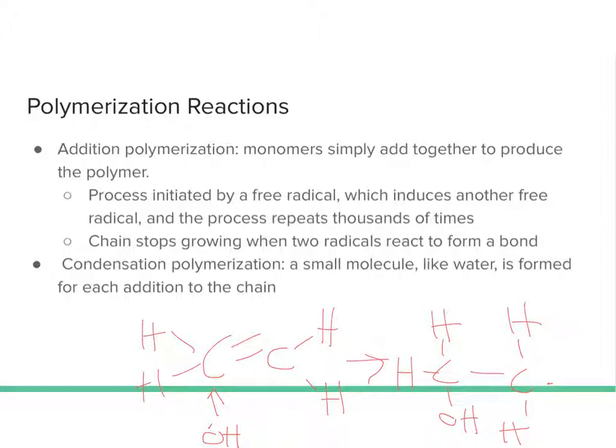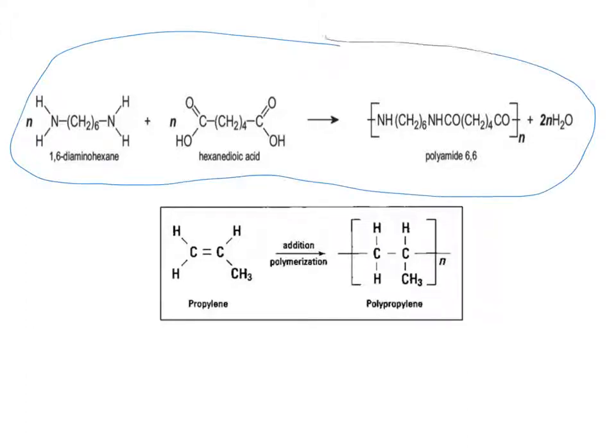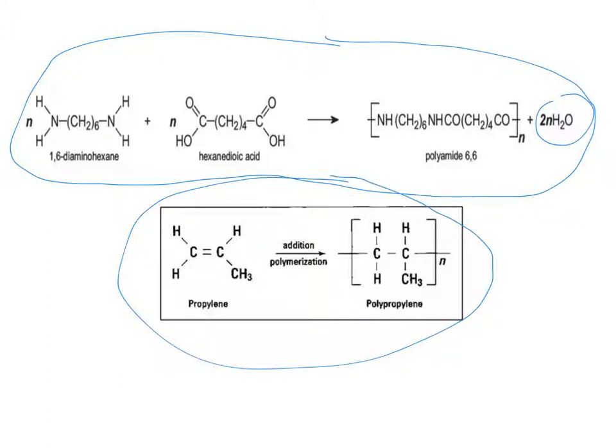As you can see, this hydroxyl radical attacks the pi bond of this ethylene molecule. And then on the product side, this free radical is available to attack another ethylene molecule. Meanwhile, in a condensation polymerization, a small molecule, like water, is formed for each addition to the chain. So this first reaction would be considered a condensation polymerization because of the formation of water, while the second one would be considered an addition polymerization, because no such molecule is formed.